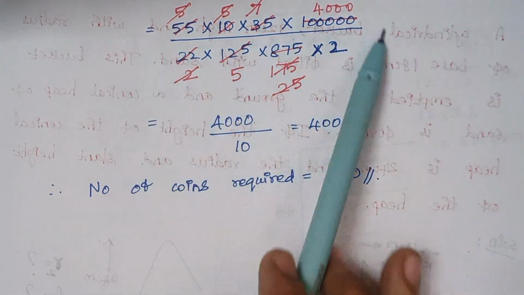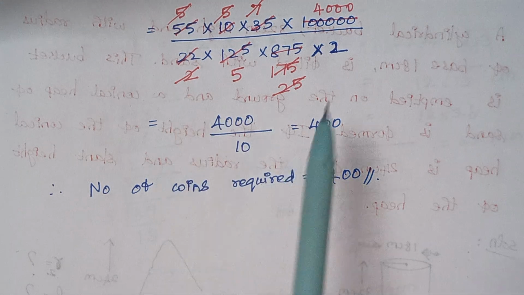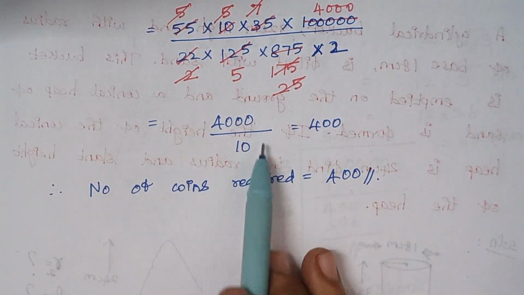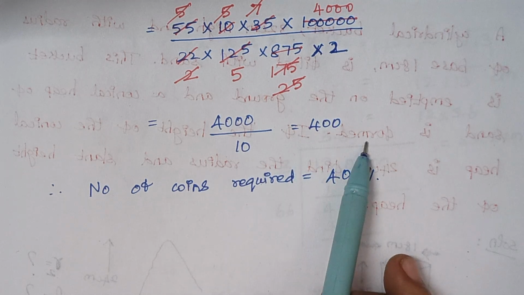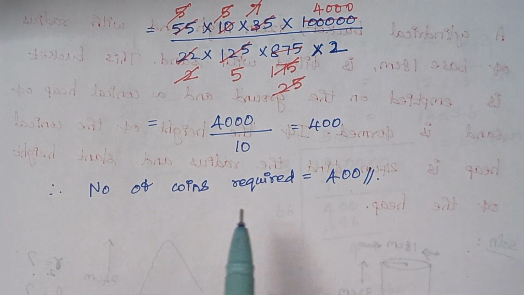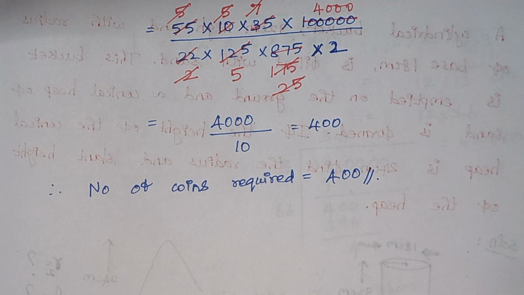So again you just simplify. Finally, I am having 4000 by 10. So when you solve here, the answer is 400. Therefore, the number of coins required to make a cuboid of the given dimensions is 400. You have to melt 400 coins to make a cuboid of such dimension.